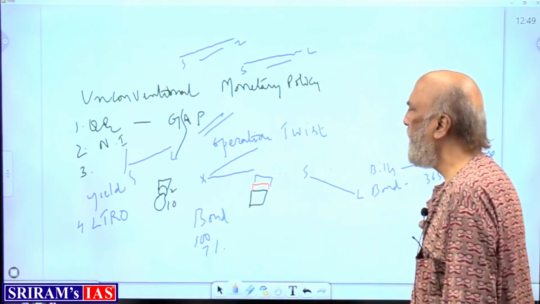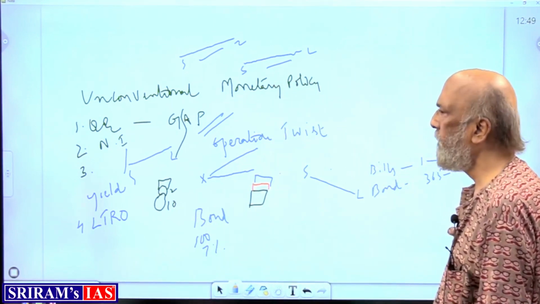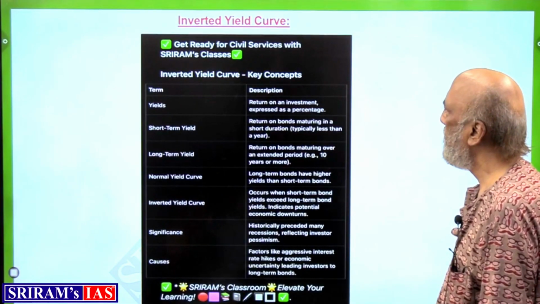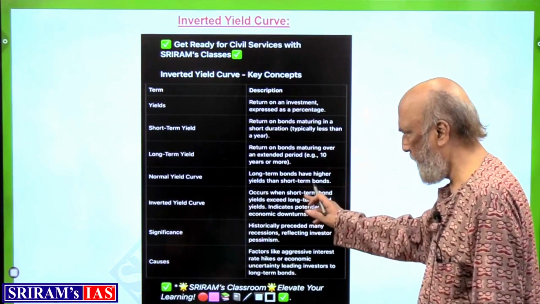Dharmendra ji, we have a lot of animals. Yield curve, yeah, please, I think you have to see.